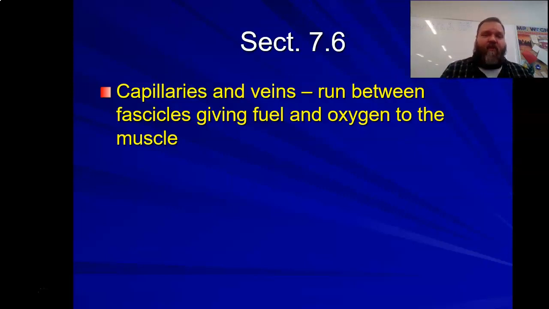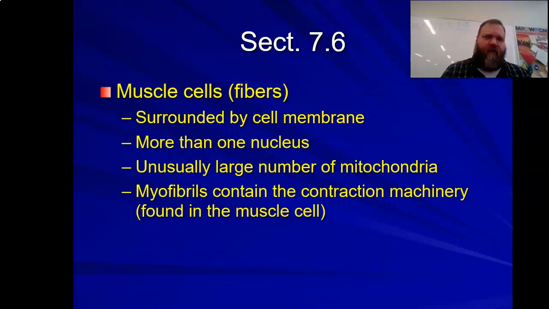Capillaries and veins run between fascicles, giving fuel and oxygen to the muscle. Again, the main point of our blood vessels is to carry blood, and the blood then carries the oxygen. The oxygen is actually what's burned inside of the muscle so that it can function and move. Muscle cells, again, these are the fibers. They're surrounded by a cell membrane. They have more than one nucleus, rather unusual. Unusually large number of mitochondria. Why? Well, the mitochondria is the powerhouse of the cell. That's what makes energy. And these muscles are going to be going back and forth, moving, flexing up and down all the time. So they need lots of mitochondria to make lots of energy.